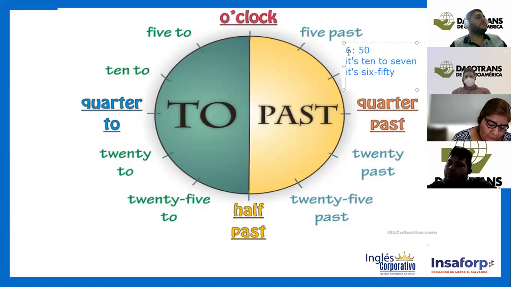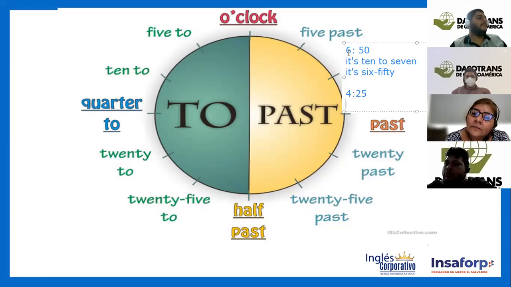Exactly. 6:50. What about? ¿Qué pasa si tengo por lo menos this watch, right? ¿Qué pasa si tenemos this one? ¿Cuáles son las dos formas? Which are the two ways? ¿Cómo podemos decir la hora in that case? It's four, 25. Yes, it's 4:25, right? And the other way?